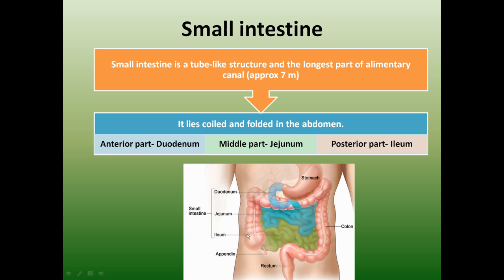Okay, so you have to repeat these names after me. Small intestine comprises three important regions. These regions are duodenum, jejunum, and ileum.